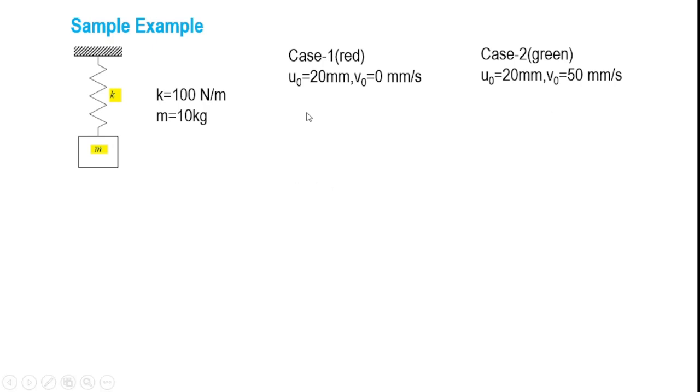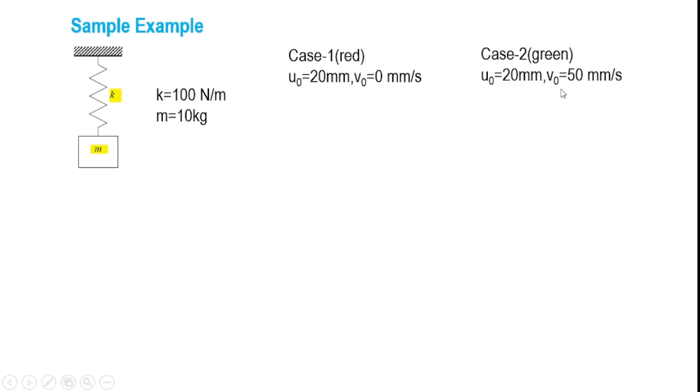So look here. Here I have considered a simple spring mass system wherein the spring is represented through the stiffness K equal to 100 Newton per meter and the mass m equal to 10 kg. Here I am going to provide you two cases. In case 1, this system is given an initial displacement u0 of 20 millimeters but no velocity. The system is given an initial displacement and then just released. We would like to know what will be the response under case 1.